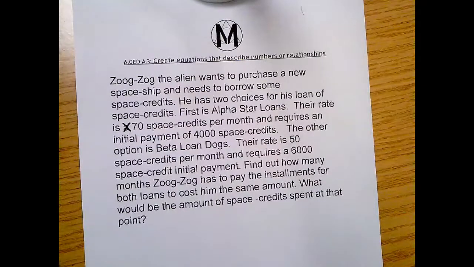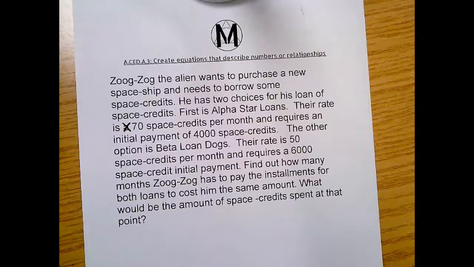All right. So it says, find out how many months Zugzag has to pay the installments for both loans to cost him the same amount. And what would be the amount of space credits spent at that point? My goodness. Okay, first things first, let's just break down what's going down.